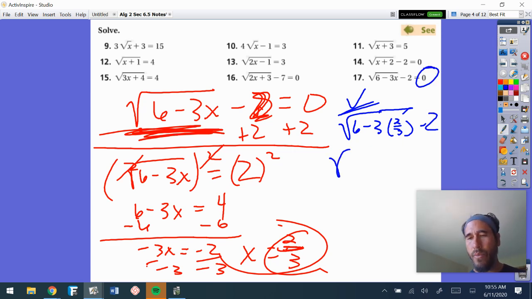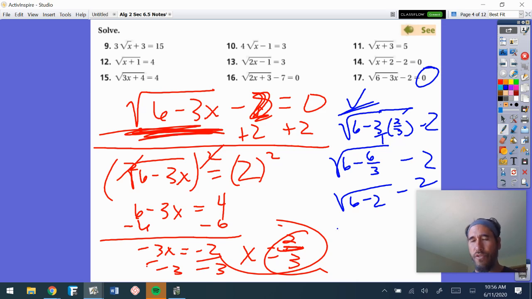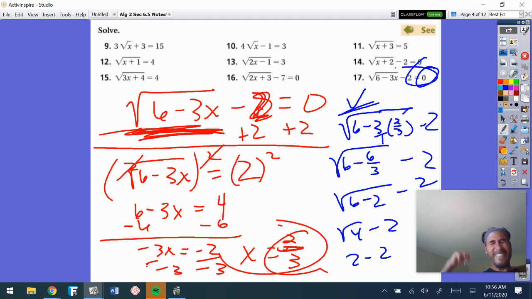All right, so here we go. Square root of 6. Oh, I've got to multiply here. That's 3 over 1. So that'd be minus 6 over 3, minus 2. Well, 6 divided by 3 is 2, right? We always do the radical first. 6 minus 2 is 4. What's the square root of 4? 2. 2 minus 2 is sweetie sweet. I'm dominating today.